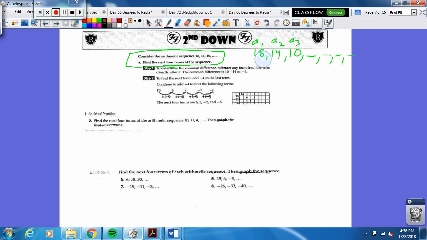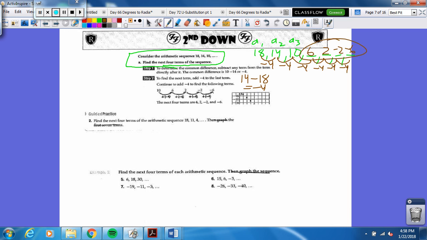I can subtract the second minus the first if I want. That's 14 minus 18, which is negative 4. Or I just look at it and, oh yeah, I'm subtracting 4 every time. That makes sense. And so I can just keep going and just subtract 4 every time to get a new term. If it's arithmetic, I'm adding by the same thing. In this case, I'm adding negative 4. So 10 minus 4 is 6. 6 minus 4 is 2. 2 minus 4 is negative 2. Negative 2 minus 4 is negative 6. Boom. There you go. And these are the next 4 terms in the sequence.